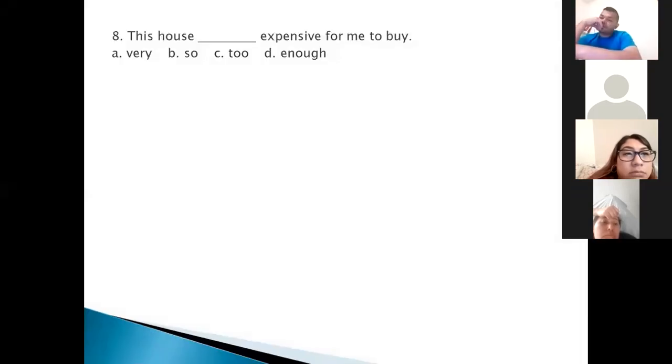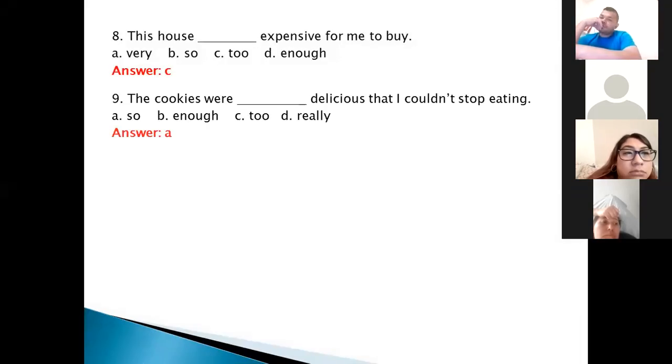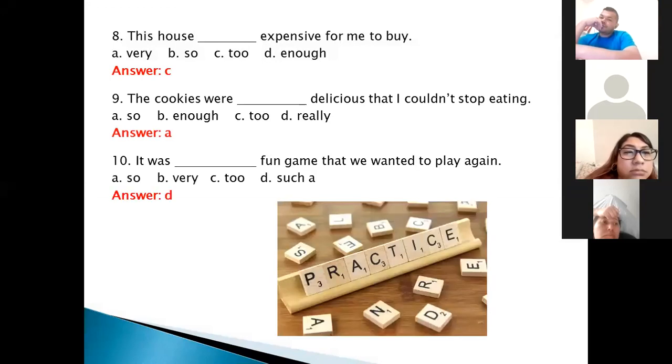All right, so we have, it was such a fun game, right? It was such a fun game that we wanted to play again. Again, we have fun game, adjective and noun. So we use "such a fun game."